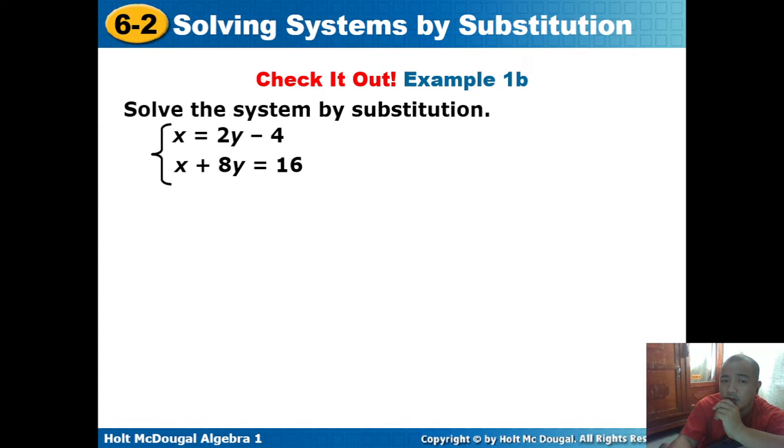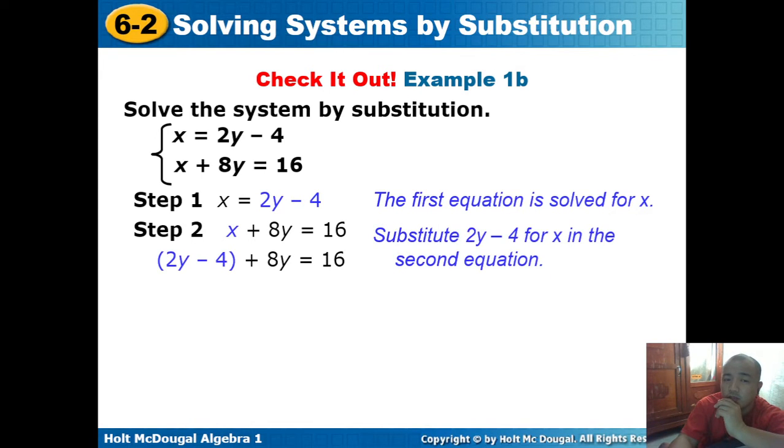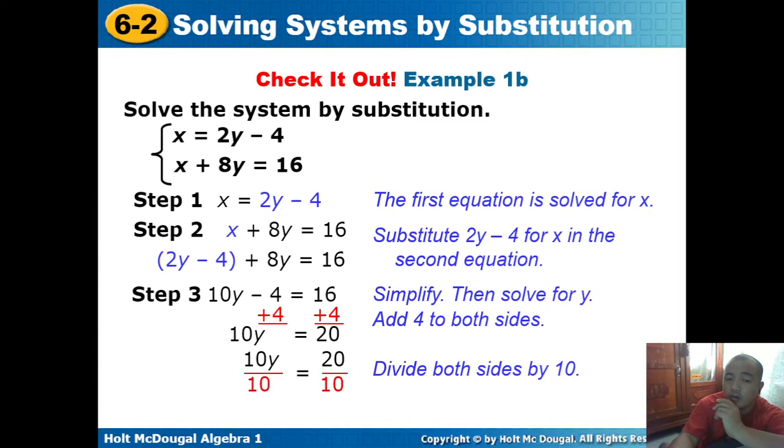x equals 2y minus 4. x plus 8y equals 16. So the first equation is solved for x. Substitute that value, 2y minus 4, to equation 2, x plus 8y equals 16. So 2y minus 4 plus 8y equals 16. 2y plus 8y is 10y. 16 plus 4 is 20. 10y equals 20. Divide both sides by 10. The value of y is 2.